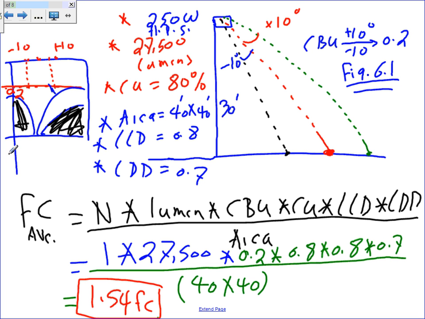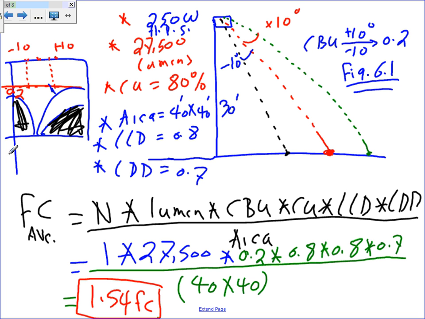The lumen depreciation factor is given as 0.8. Do I have an extra 0.8 here? Oh, the CU, yep, thank you. The CU is 0.8, the lumen depreciation is 0.8, the dirt is 0.7, and the area is 40 by 40. Now when you plug these numbers in, the rest is a piece of cake.